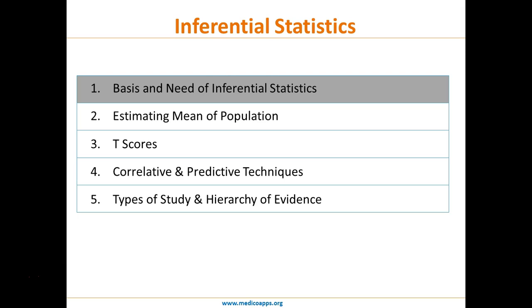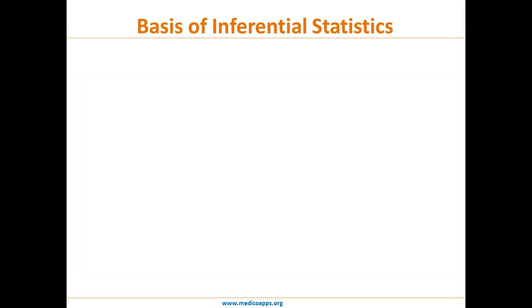Then there is a concept of t-scores. If you remember, in descriptive statistics, we have seen a concept of z-scores. Now in inferential statistics, we use t-scores. Then we are going to move on to see what are the correlative and predictive techniques used in inferential statistics, and finally, types of study and hierarchy of evidence in inferential statistics. So let's start with the first module, that is basis of inferential statistics.